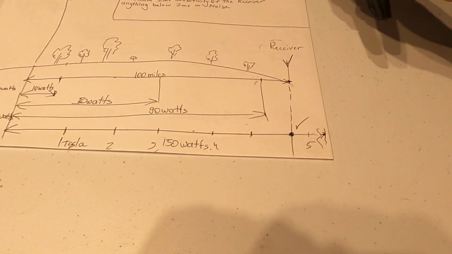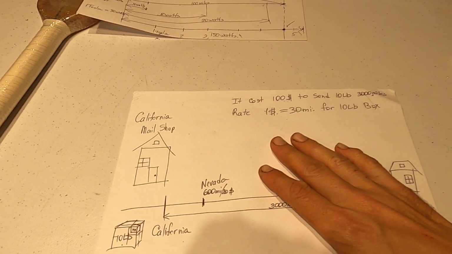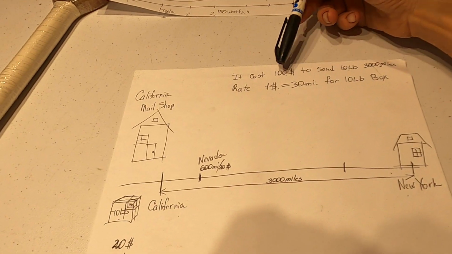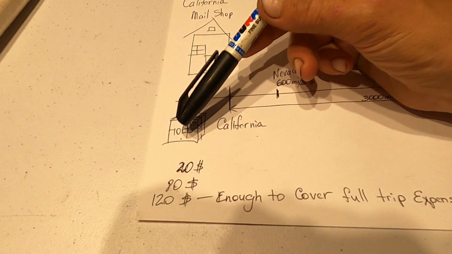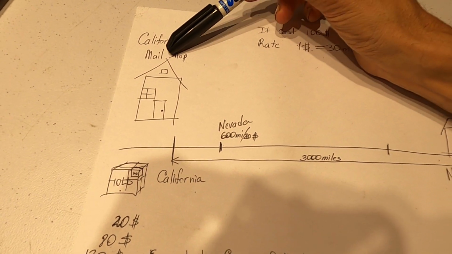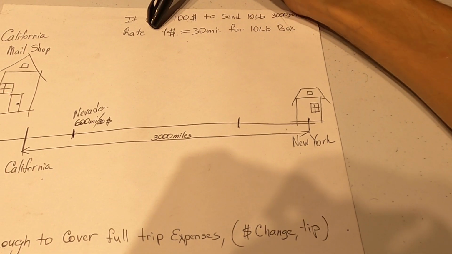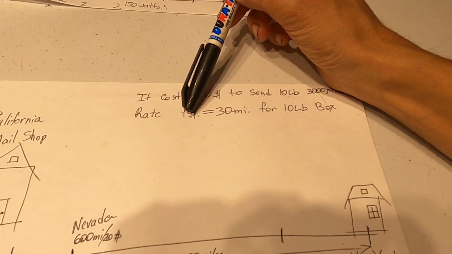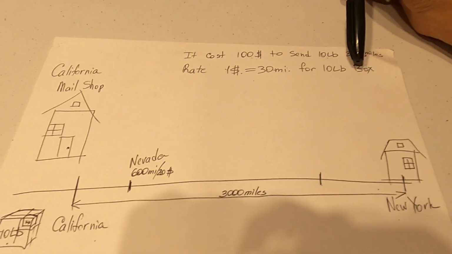So this is the first example, and I'm going to give you another example here. It costs $100 to send this 10 lb box from your California mail shop to your New York house. The rate is $1 per 30 miles for a 10 lb box.